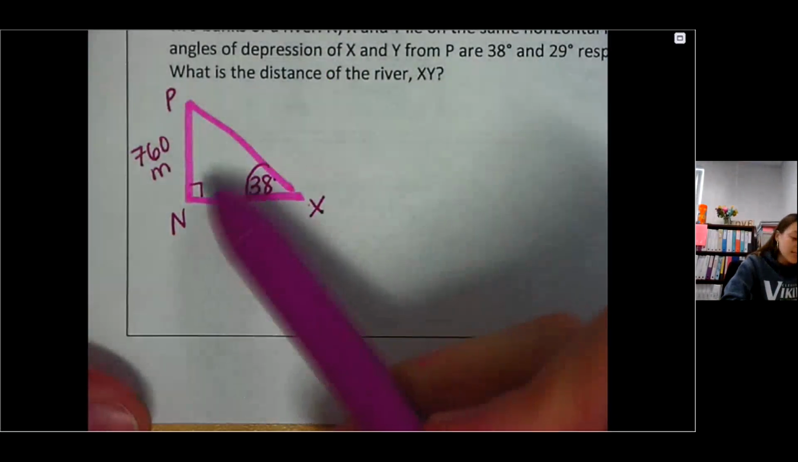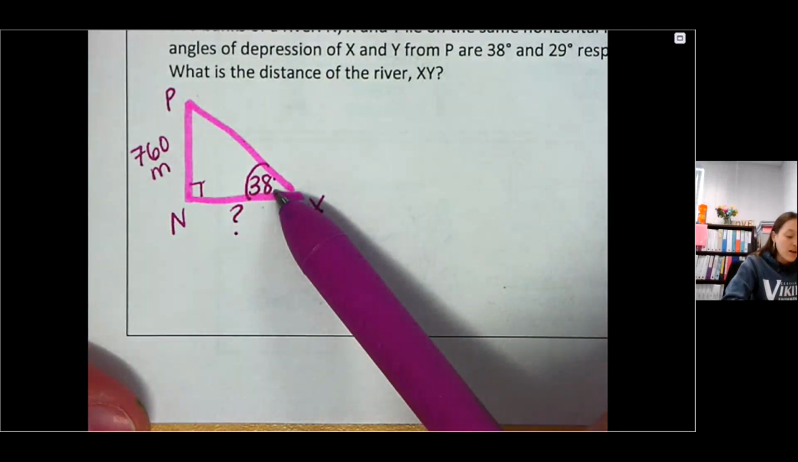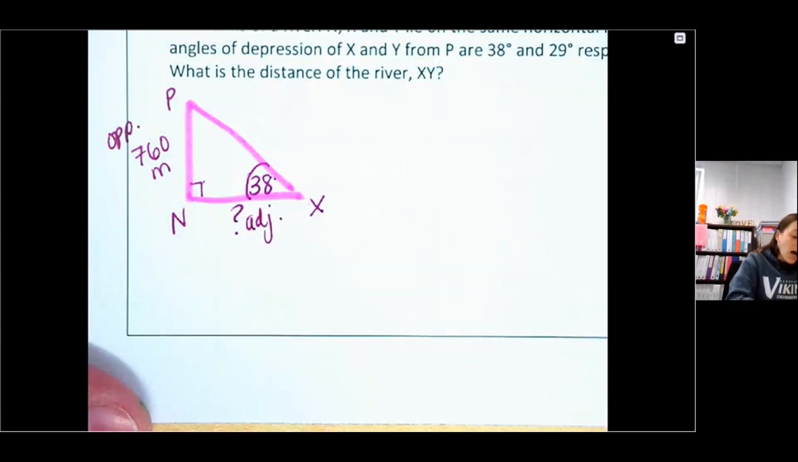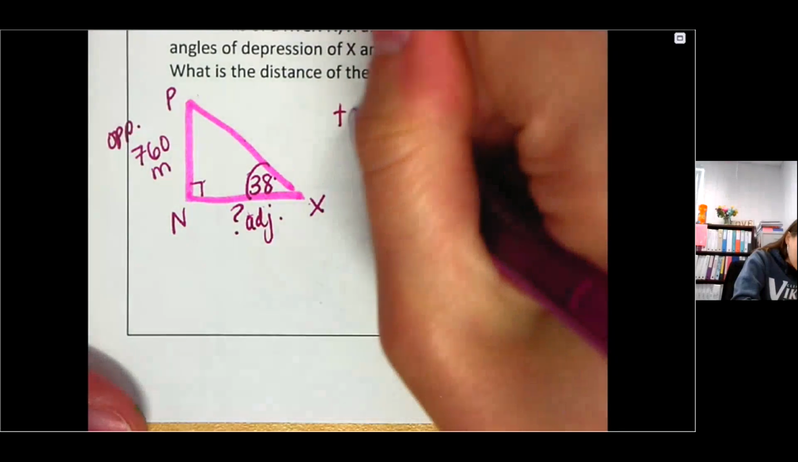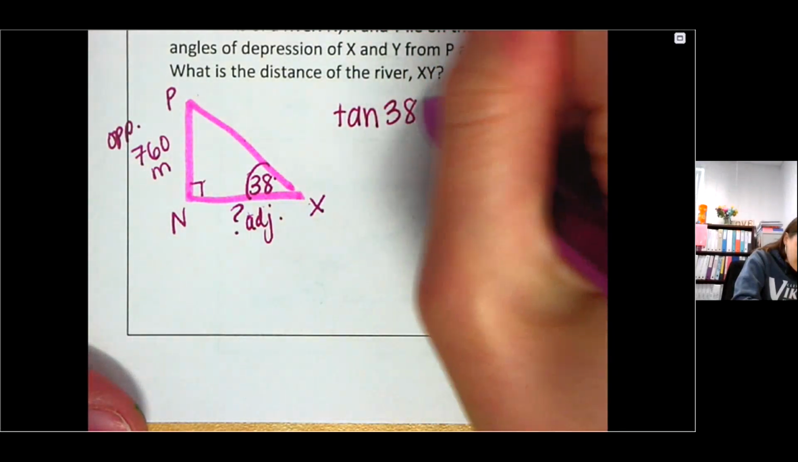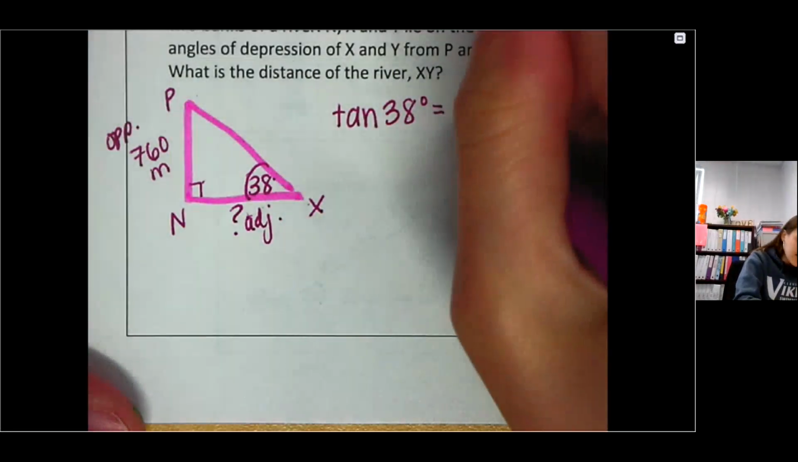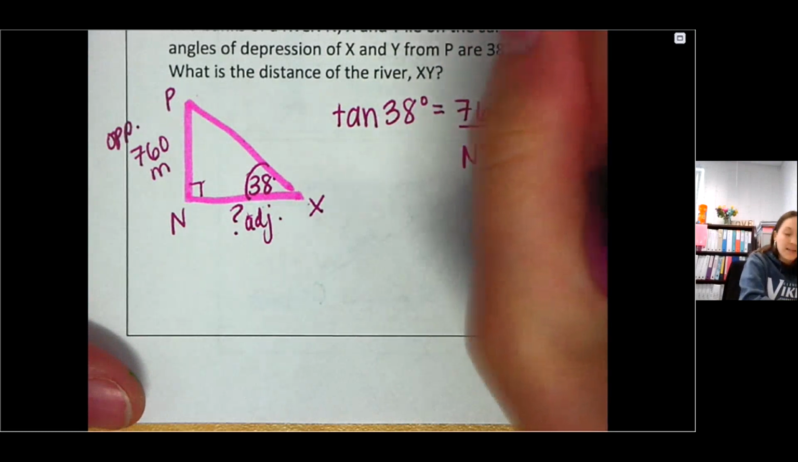So across from my 90 is the height. There's nothing there. I go to my reference angle. Across from it is 760. That's my opposite. And next to it is my adjacent. Opposite and adjacent are tangent. So my first equation is tan of 38, my reference angle, equals opposite over adjacent, which is 760 over, I'm going to put NX, that's the side length, NX.